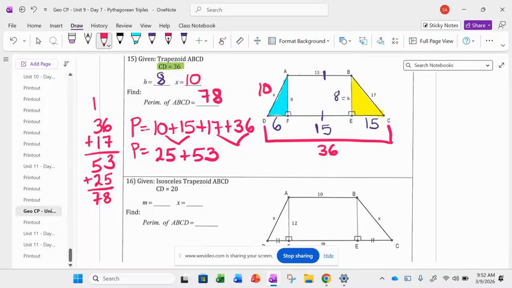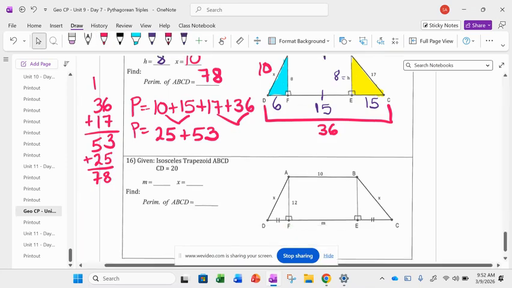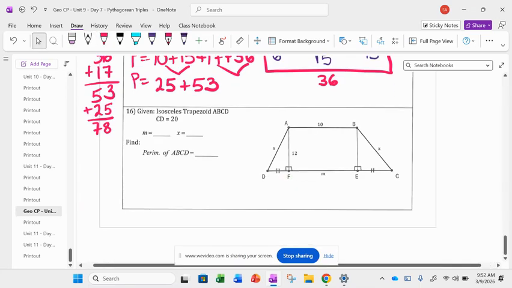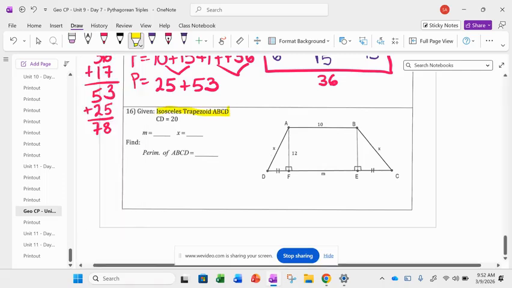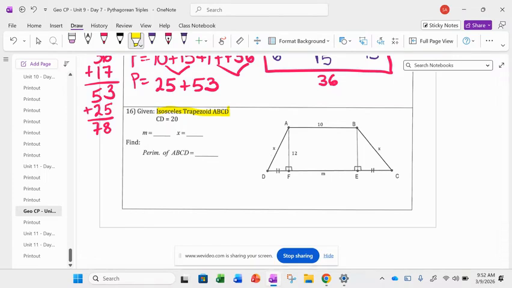Yeah. So now notice in 15, I did not say it was isosceles because it was not isosceles in 15. Those two side triangles were not congruent. But in number 16, I am saying it's isosceles. Because it is isosceles this time, guess what? Those two triangles are congruent, which means their sides that correspond are the same length, which is nice for us, makes our lives easier. Now they're telling us this time that CD is 20.